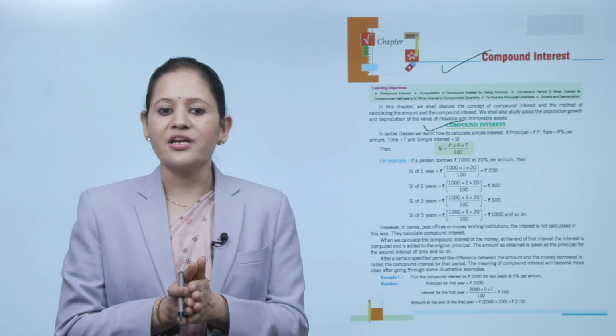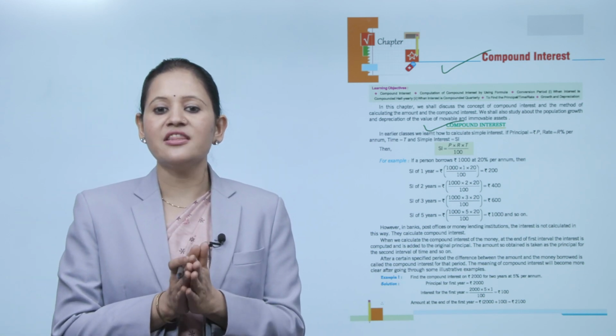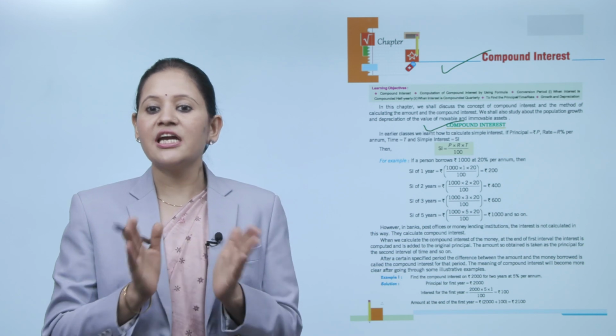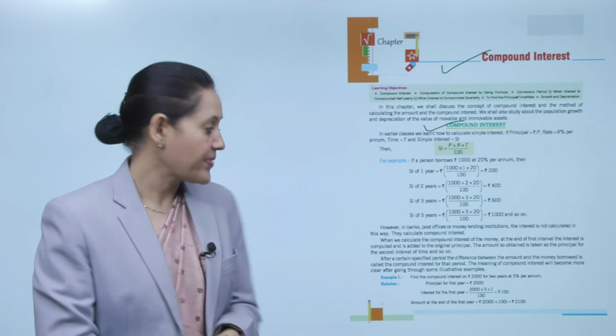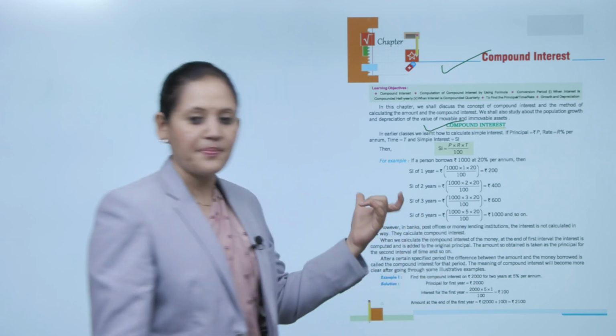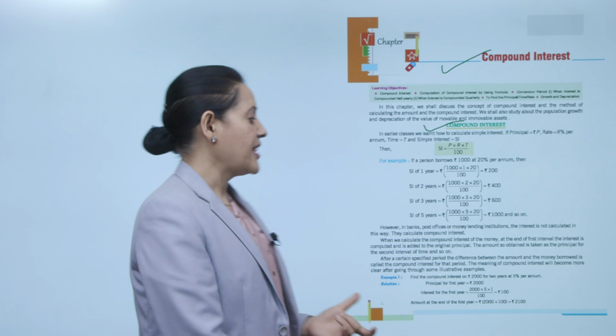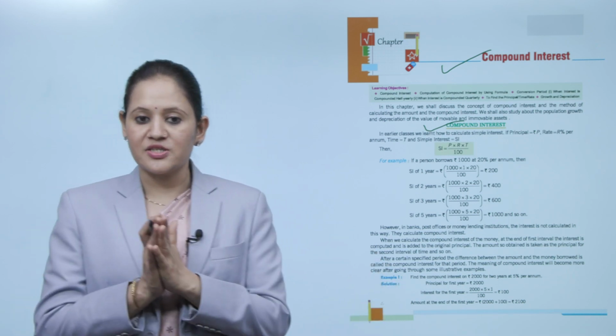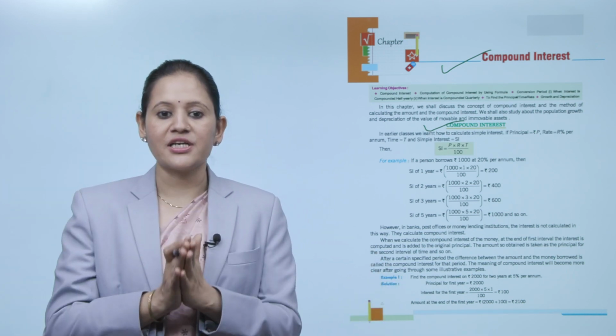Clear? However, in the bank, post office and money lending institutions, the interest is not calculated this way. In banks and post offices, simple interest is not calculated. They calculate the compound interest. How do they do it? They calculate compound interest.